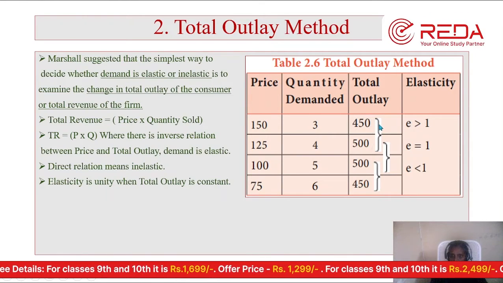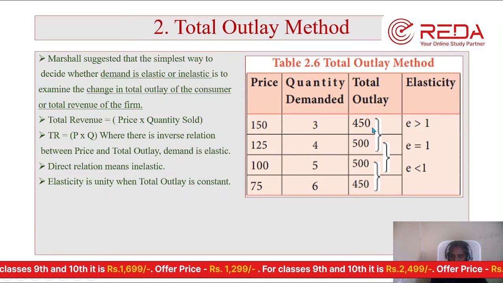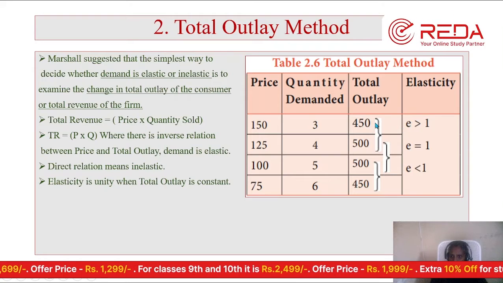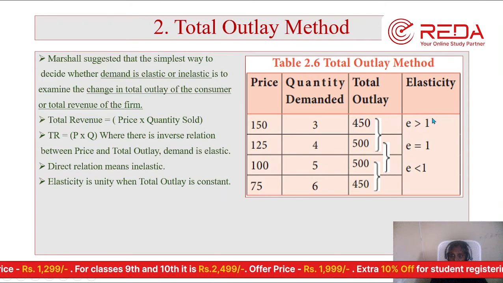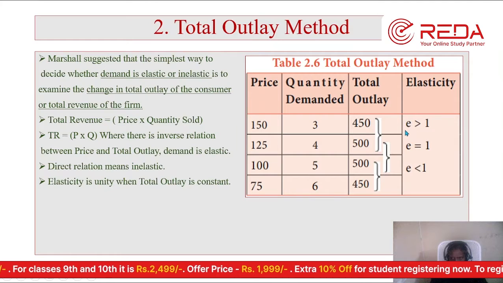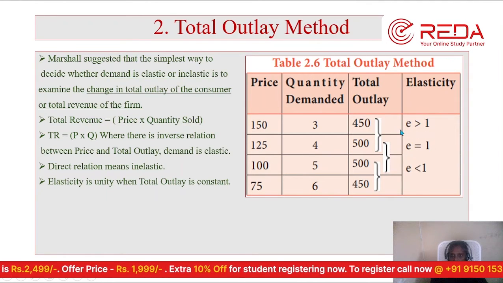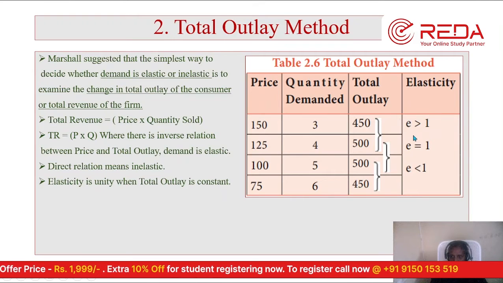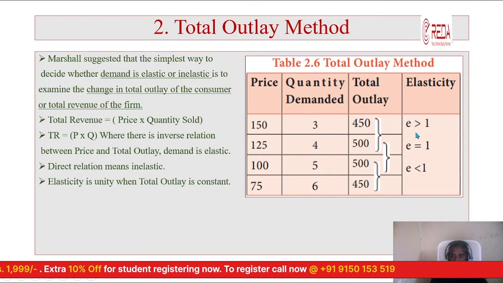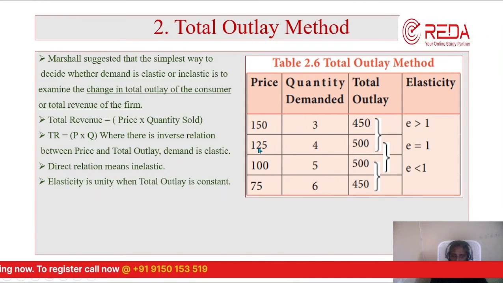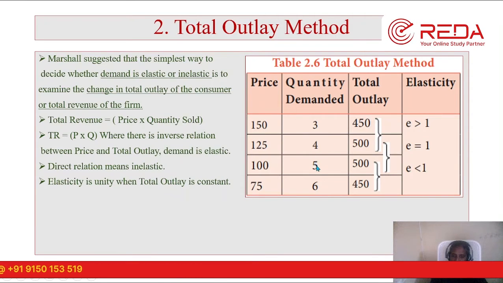At that time what happens now? This increase in the outlay from 450 rupees to 500, the elasticity increases. So as the elasticity increases, symbolically we determine that elasticity is greater than 1. Again, if the price of the commodity decreases from 125 rupees to 100 rupees, what happens to the quantity demanded by you?